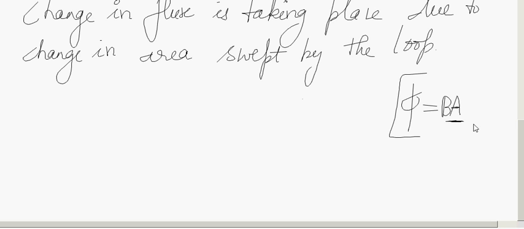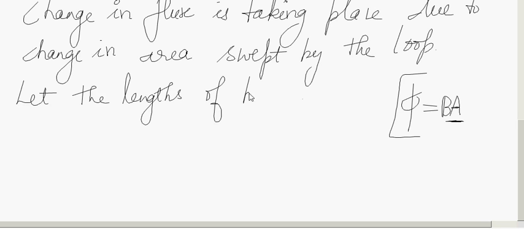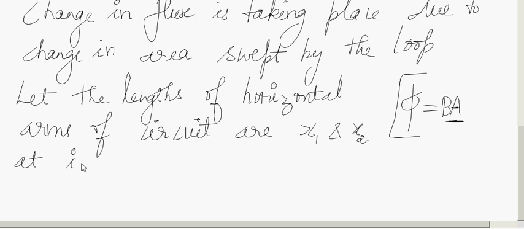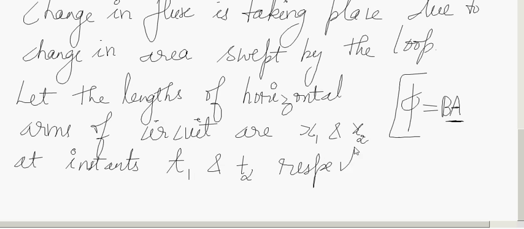Now we will calculate what is the change in area. So for that we will take, let the lengths of horizontal arms of the circuit are x1 and x2 at instants t1 and t2 respectively. So what do you mean by this?